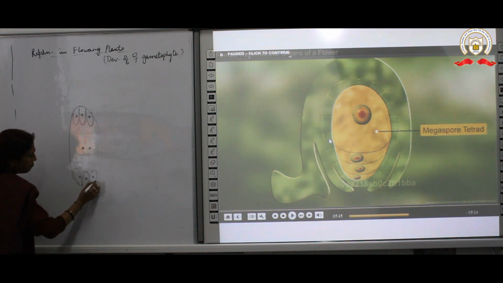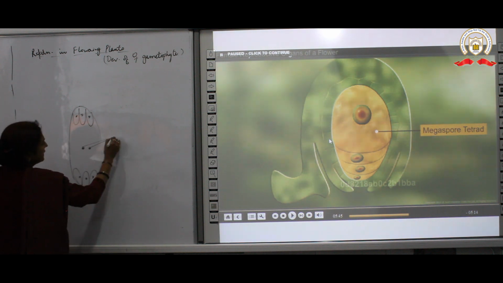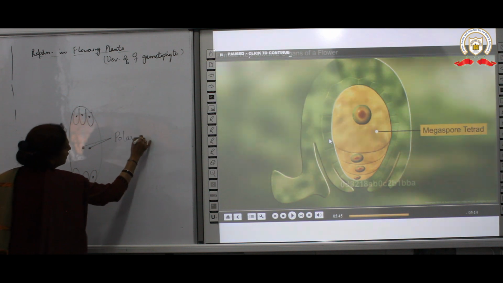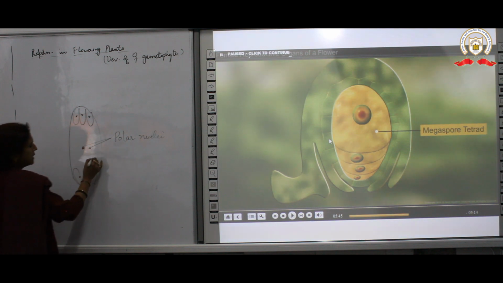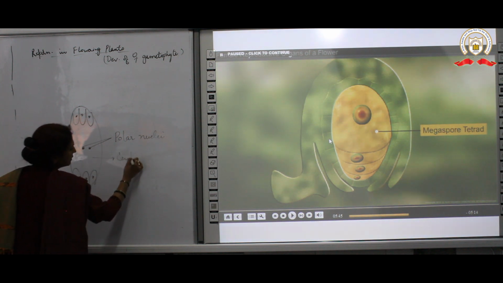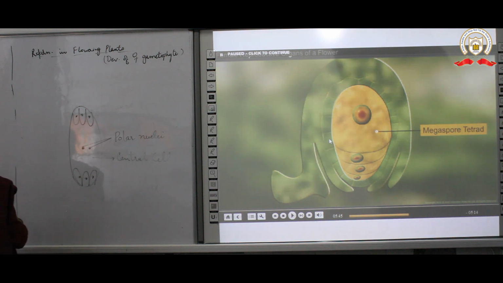Now, 3 cells are arranged at each end, but how these cells are actually arranged, that we have to see. The 2 cells at the center are known as polar nuclei. The large cell which contains these polar nuclei is known as the central cell. Right, children? The central cell and the polar nuclei which are formed from the center one.